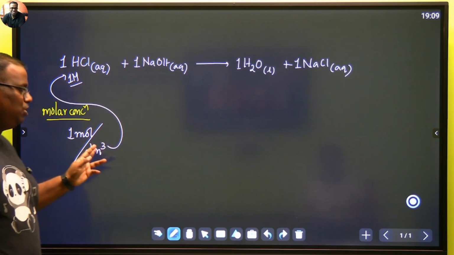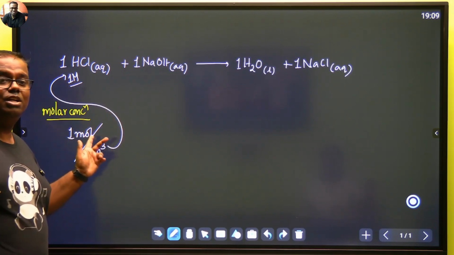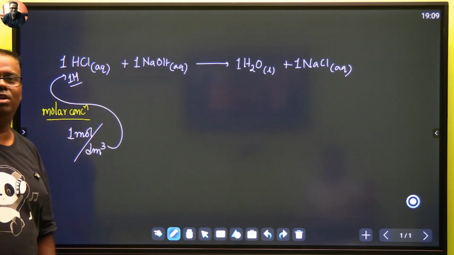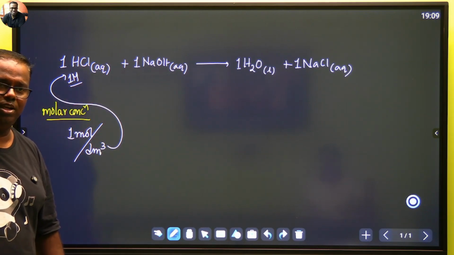And Kirtan's minimum size is a 10-liter vessel. So Kirtan has mixed 10 mole. Both the samples have the same molar concentration of 1 mole. Have you understood this or not? Did you understand this example of mine?